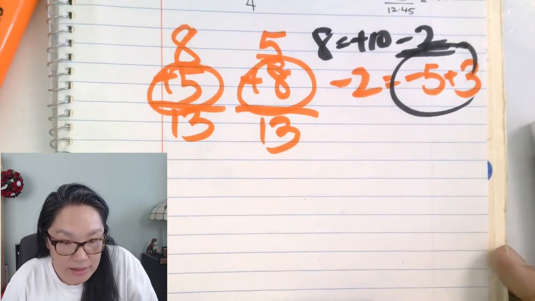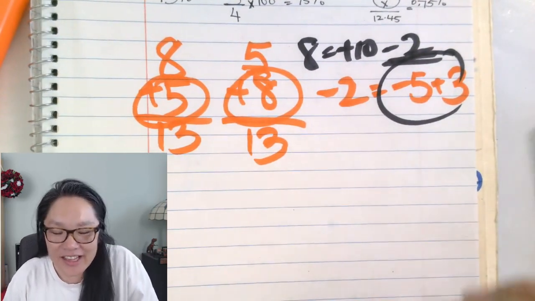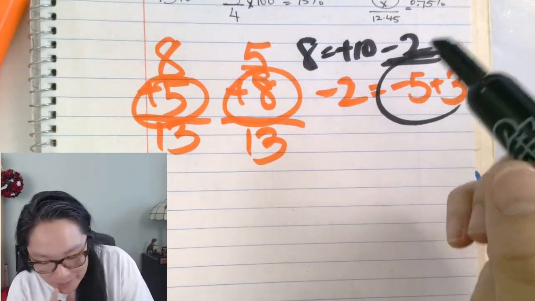If I plus the 8, trig is my, oh really? That's interesting. That's really interesting.